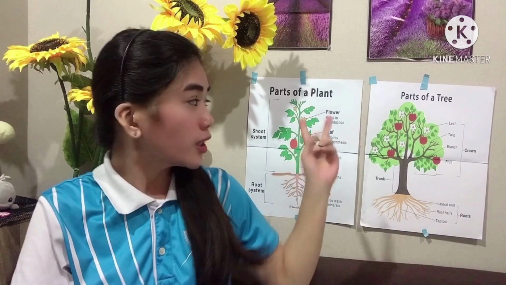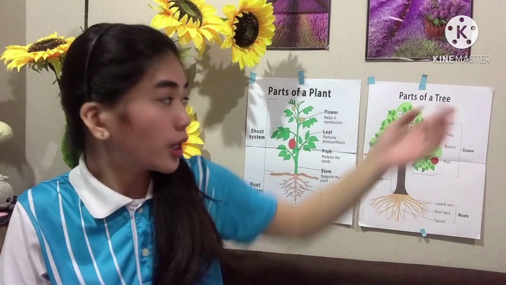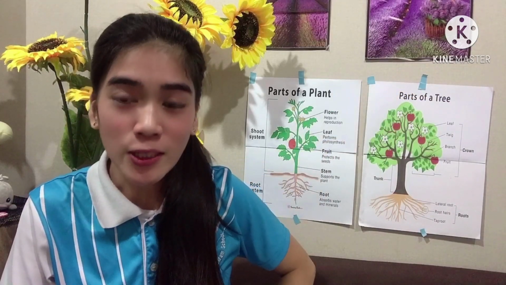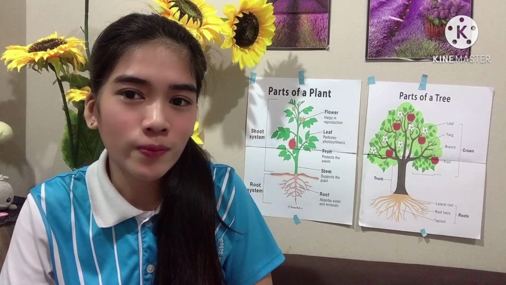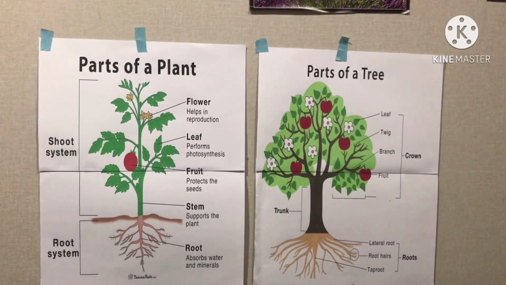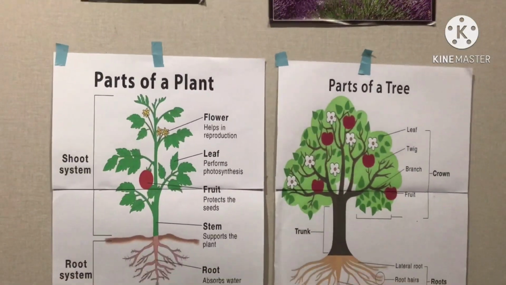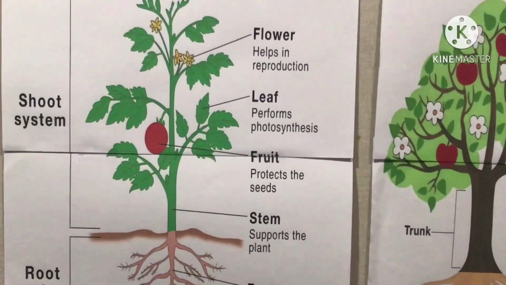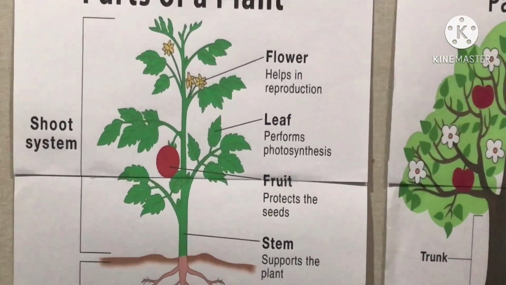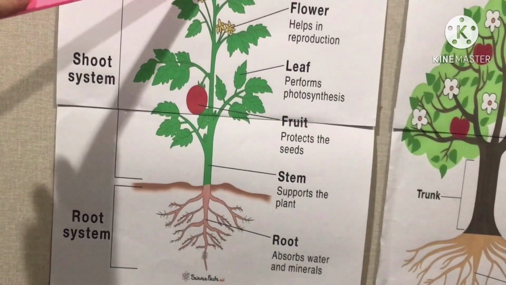So I have here two charts about parts of a plant. The first is a plant, for example, the vegetable or the flower, and the second one is parts of a tree. So let's see the differences between the two. First, we will discuss the parts of the plant. And this plant is what we call the tomato plant. So let's start with the parts of a plant.